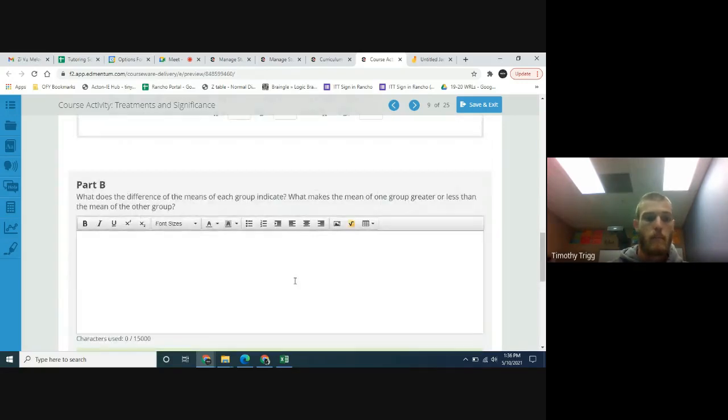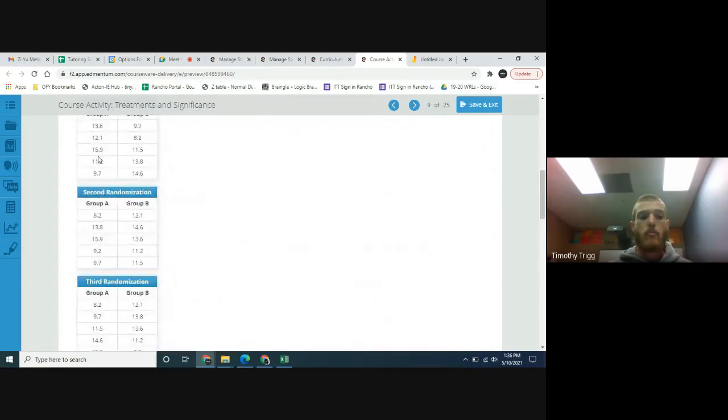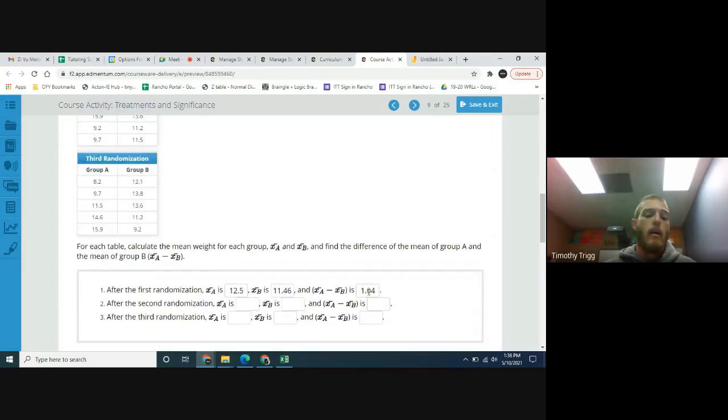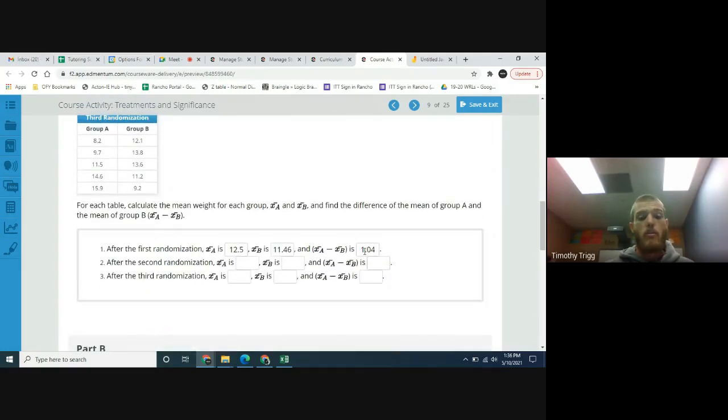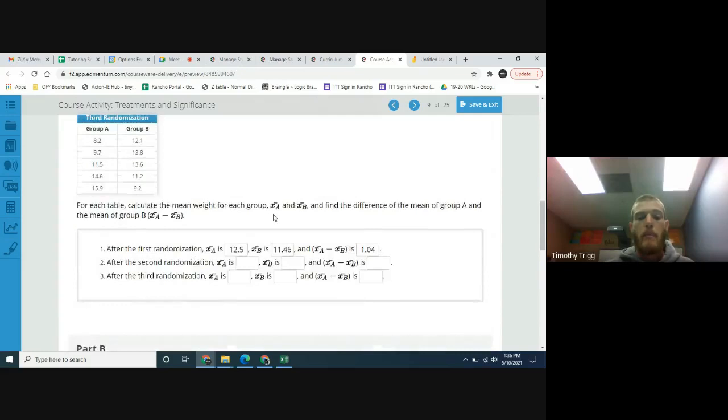Okay. So the difference in means of each group, basically, the higher the difference in means, that means the average of this group is bigger than the average of that group by this much. So if you were to take a random one from group A and a random one from group B, they will be different from each other on average by 1.04.